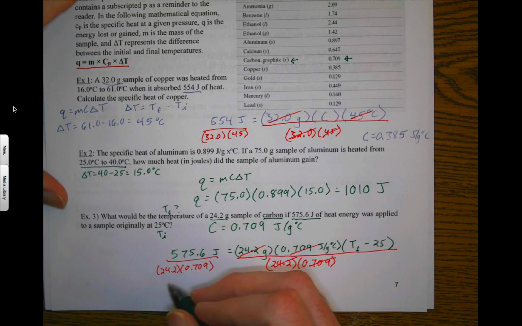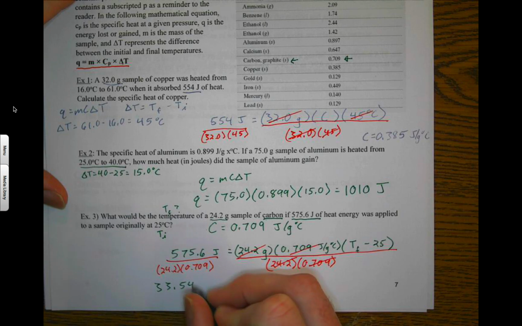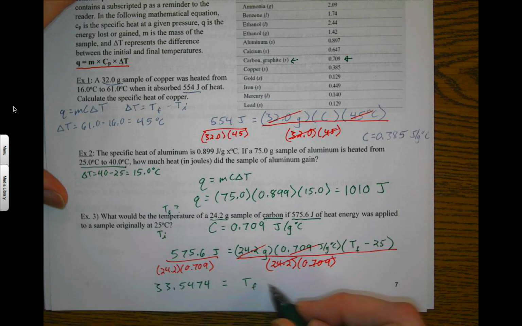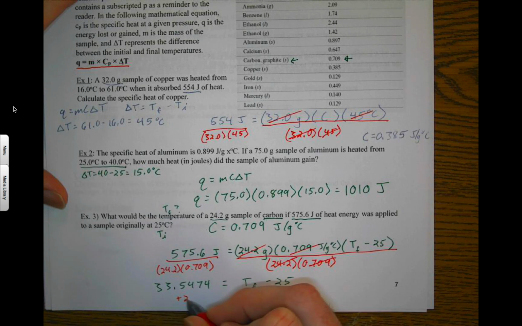And so that gives us 33.5. I'm going to write a bunch of decimals just so we don't get as much rounding error. So that's T final minus 25 now. Okay, that's what we're left with. So to get rid of that 25 now, we'll just add 25, and we'll add 25 as well to here.